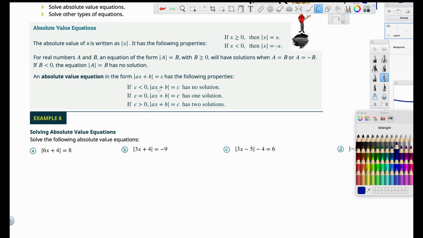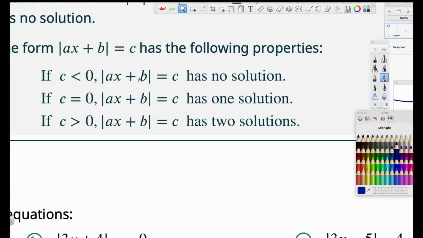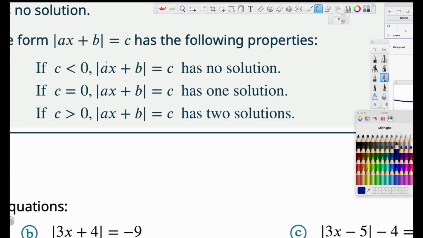If I have the absolute value of ax plus b equals c, we're saying this value right here, the absolute value, meaning the positive distance from 0, equals c. If the c value here is less than 0, in other words, it is negative, we would have no solution. I hope this makes sense, because the definition of absolute value is the positive distance from 0.